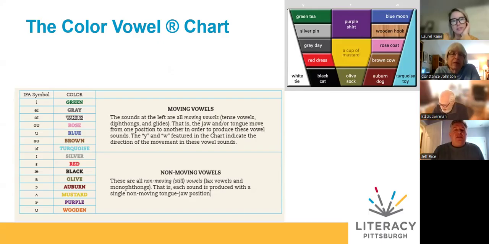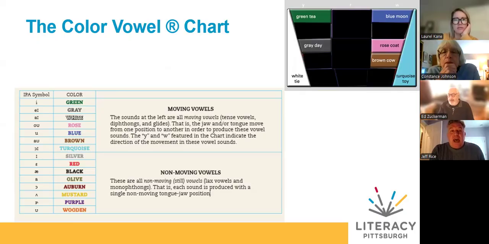And then there's this difference between moving vowels and non-moving vowels. I touched on that briefly earlier. We'll look a little more closely now. You can see on the left, we have the IPA, the International Phonetic Alphabet symbols, and the colors. It's much easier for you and your students to learn the colors than to learn these symbols here. Okay, so we'll look first at the moving vowels. I blocked out all of the non-moving ones. We'll look at them in a moment.